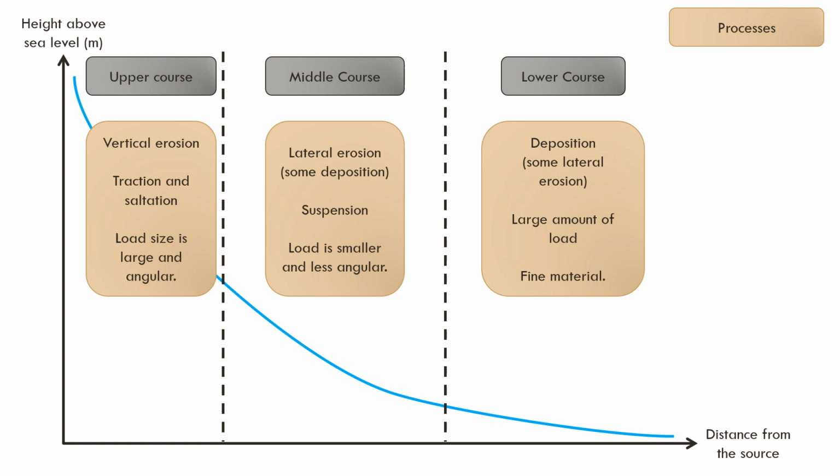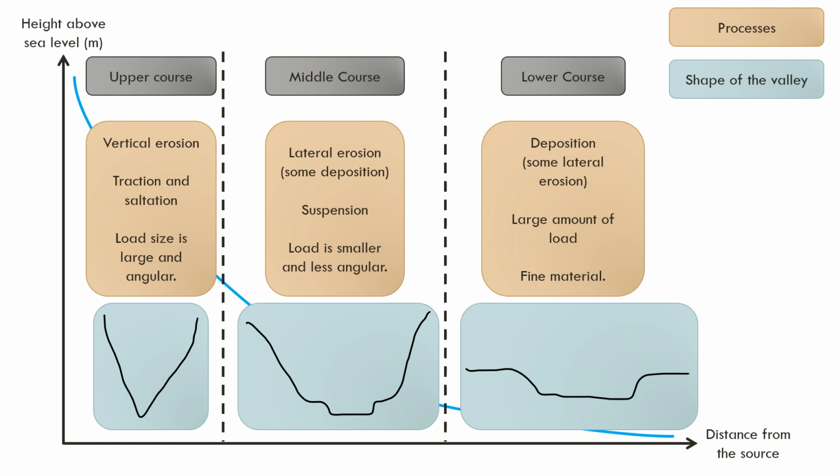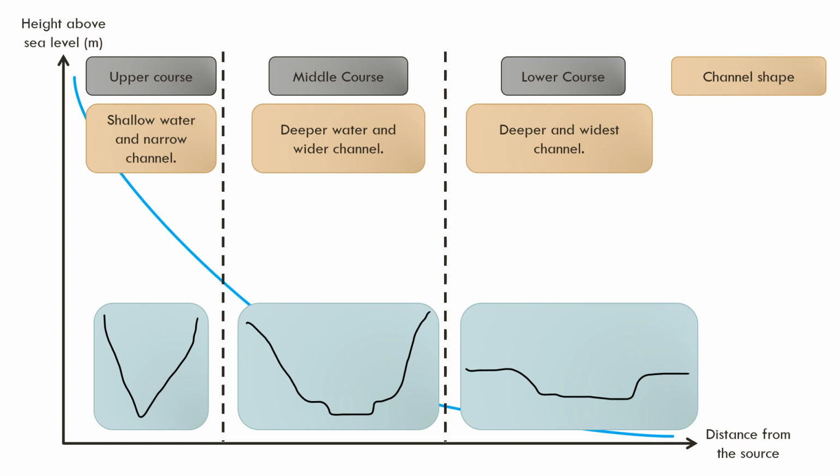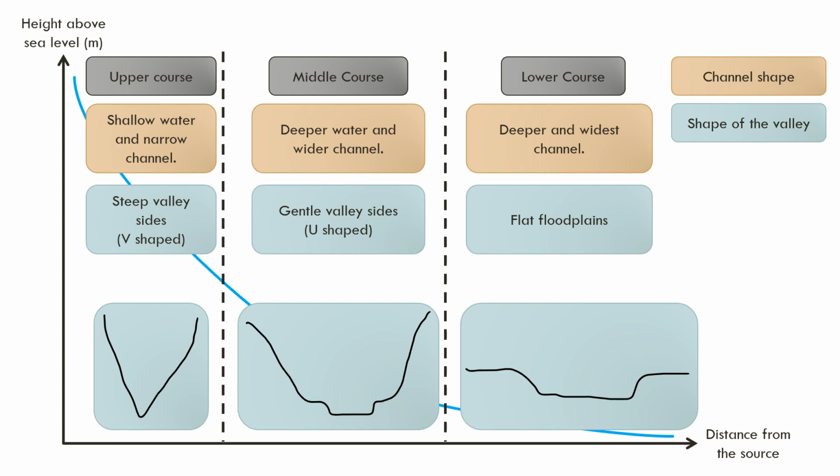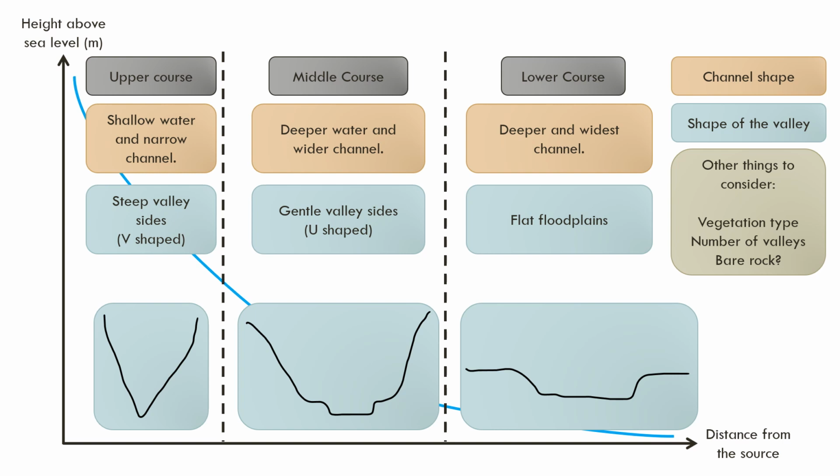And then from that, we can work out the shape of the valley. So you can see my badly drawn diagrams here, that the valley becomes more V-shaped, then U-shaped, and then very wide and relatively flat. And so when we come back to this, you can see that the channel shape tends to be shallow water and a narrow channel, then deeper water and a wider channel, and then the channel is deepest and widest. The valley itself is V-shaped, then almost U-shaped, and then we've got flat floodplains. And then also when looking at a photograph, there are other things to consider, such as vegetation type, number of valleys, bare rock present, etc.